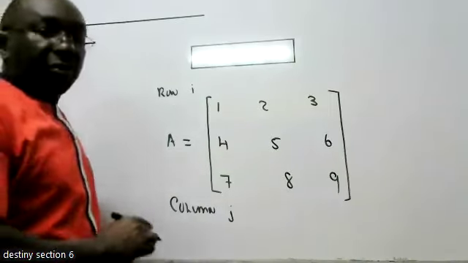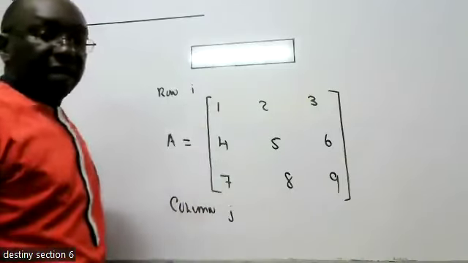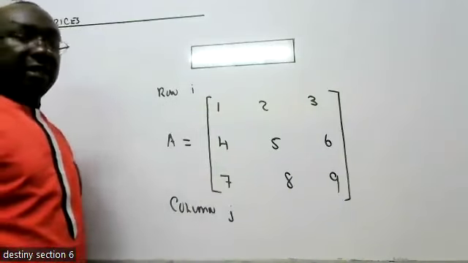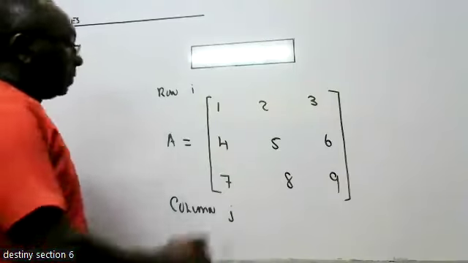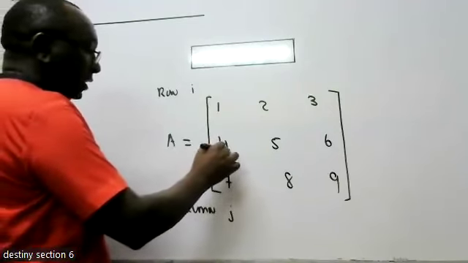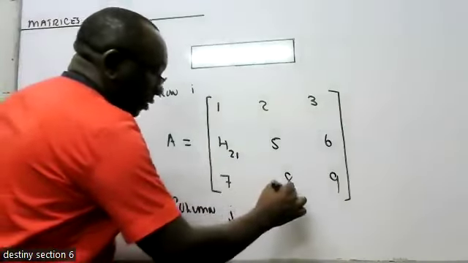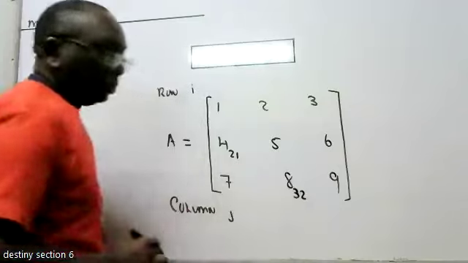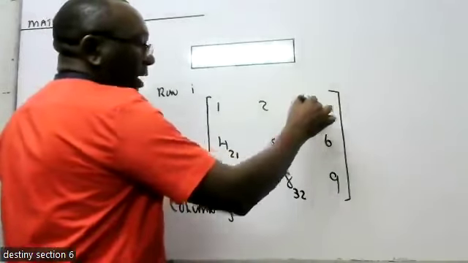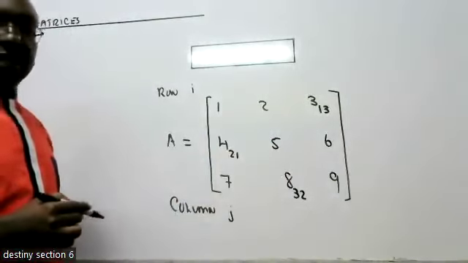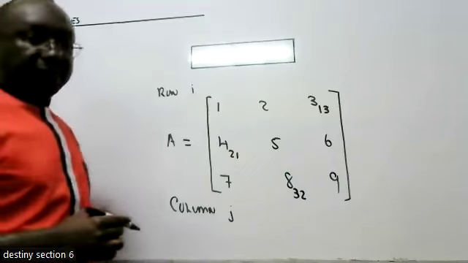The intersection of the row and the column where a particular value is, that is the detail that we use to label the position of an element. For example, this one is a number that is in row number 2 and column number 1. This is an element that is in row number 3 in column number 2. So it is 3, 2. This is an element that is in row number 1 in column number 3. So the intersection of the rows and columns is used to define the position of the elements.